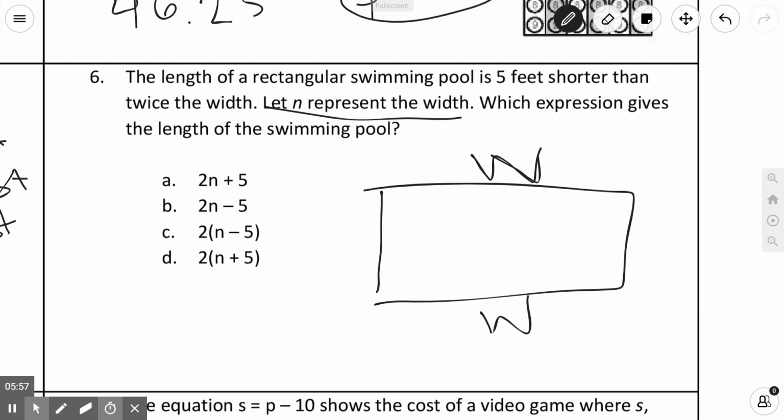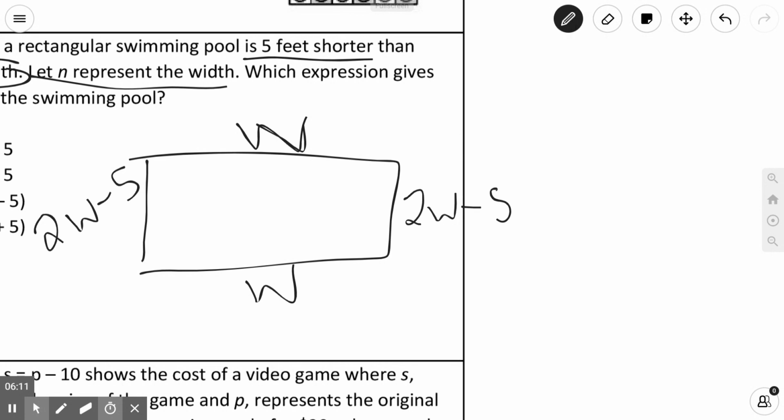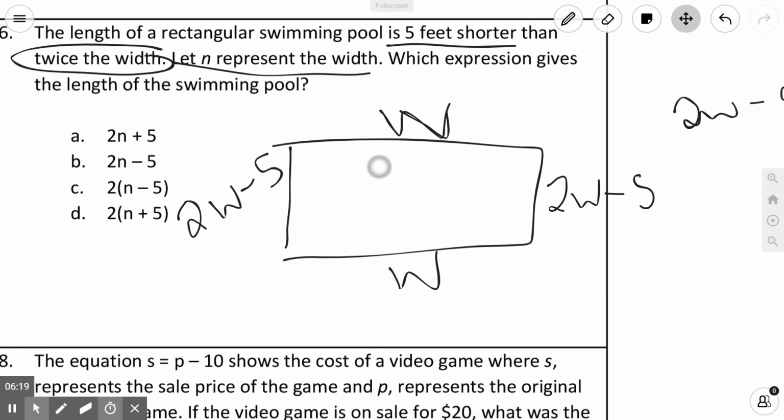And it says the length is 5 feet shorter, so that's minus 5, than twice the width. So that's going to be 2 W's minus 5. 2 W's minus 5. And so if I add these together, let's go and work over here. I've got 2W minus 5. When I find the perimeter, right? Which expression gives the length of the swimming pool?